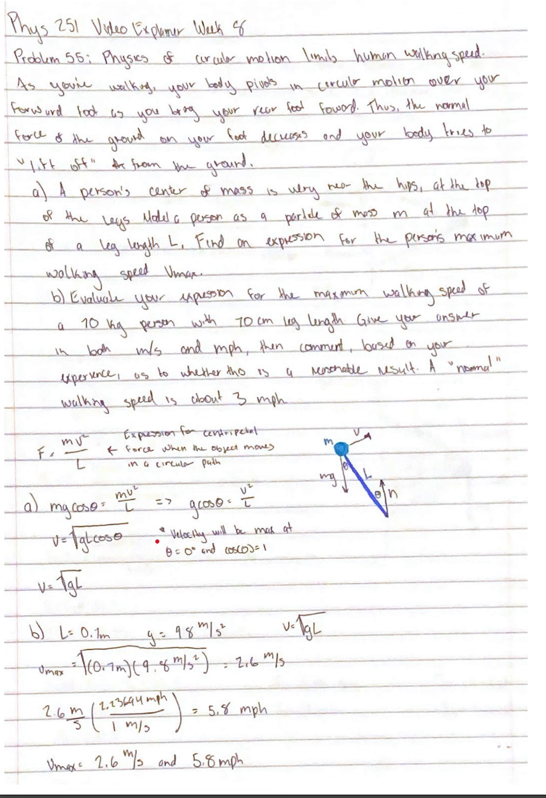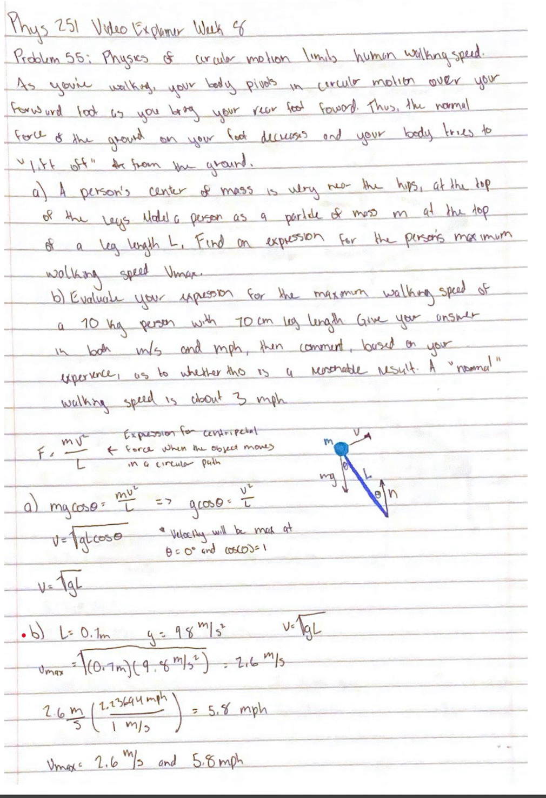And so an important note here is that because velocity will be at its max when theta is equal to 0 and cosine of 0 is equal to 1, we can essentially not write this part right here because we know it's equal to 1. And so for part A, our answer is V equals the square root of gravity times L.